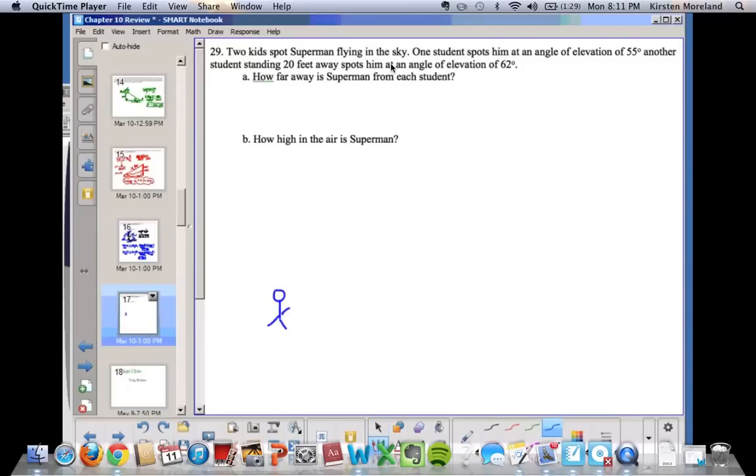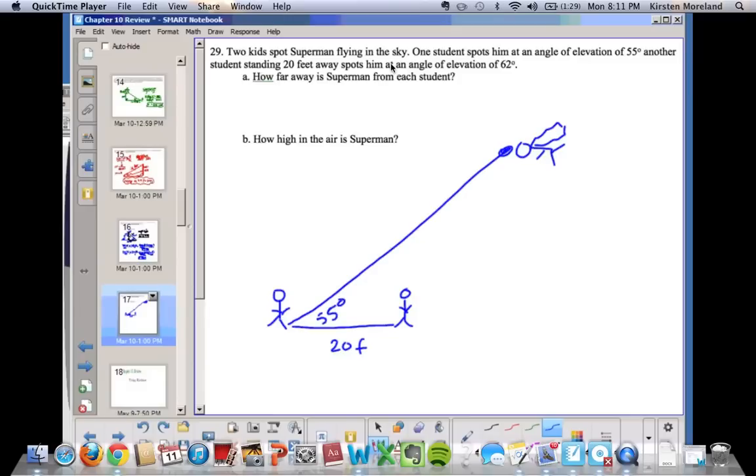Here's student A, and he's still standing 20 feet away from student B, except now Superman's going to be way off to their right, up in the sky. The angle of elevation is still 55 from student A, and the angle of elevation is still 62 from student B.